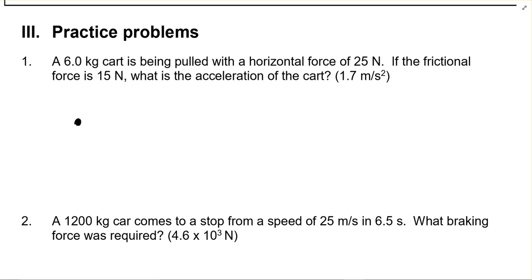And then I've got a horizontal force going 25 newtons this way. So I'm going to draw an arrow and 25 newtons. It says a frictional force of 15 newtons, so I'm going to make it just a little bit shorter than that one. So 15 newtons. And then it's saying that the mass is 6 kilograms.